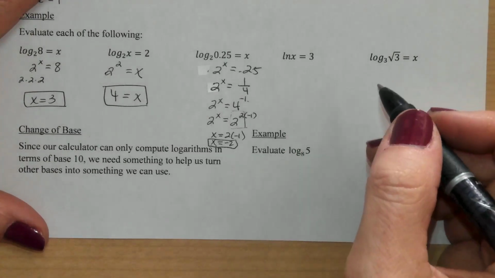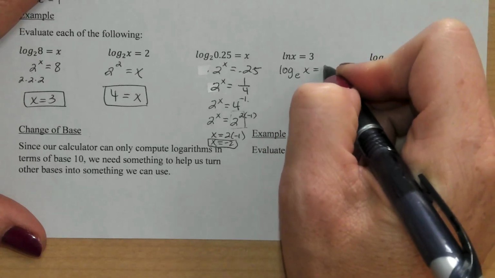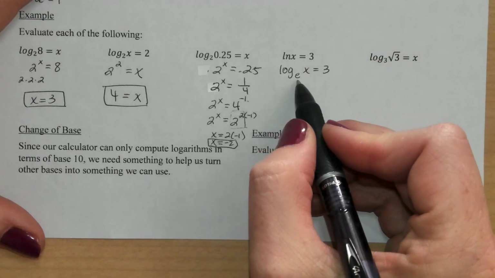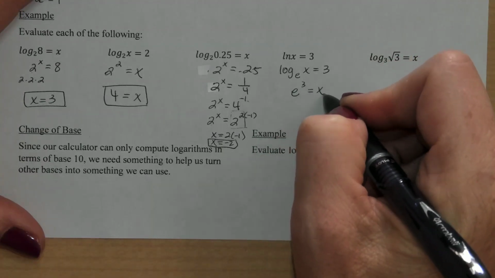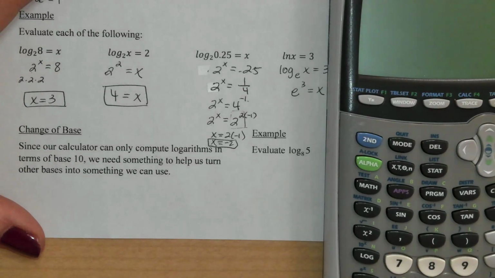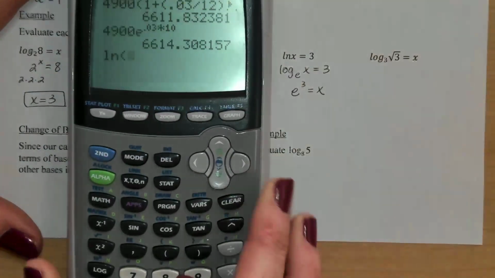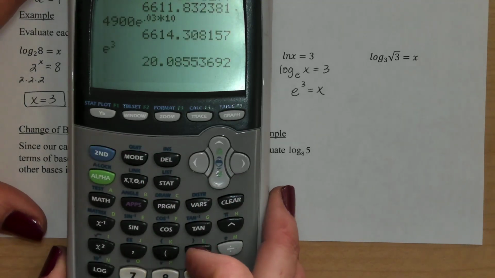Next up, I've got natural log of x equals 3. Sometimes it's tough to see until you get that log base. So I haven't solved or done anything yet. I just changed that natural log into log base e. I'm going to switch to exponents, so e to the third equals x. And then I'm just going to type that one in. E to the third. And I got about 20.09.